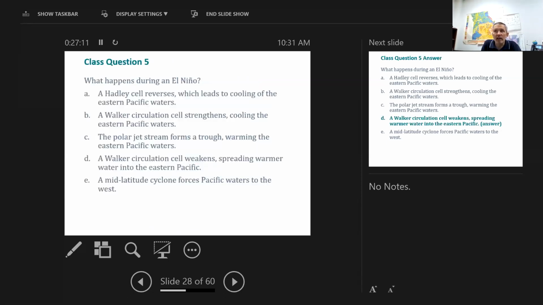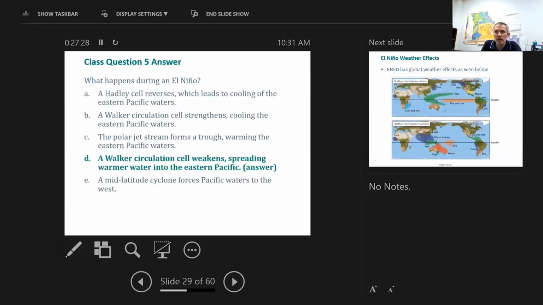So what happens during an El Nino year? Walker circulation weakens during an El Nino, spreading warmer water to the eastern part of the Pacific Ocean. This in turn has a real big influence on the rest of the circulation. So the answer would be D.